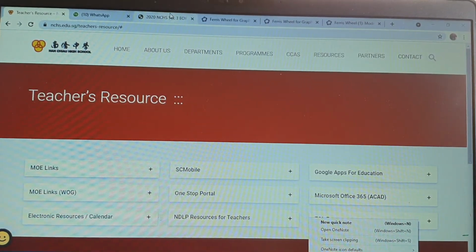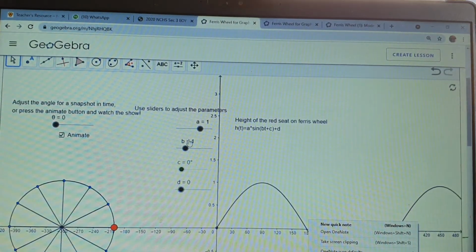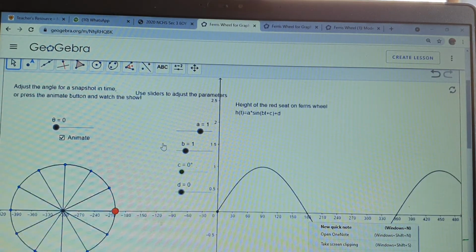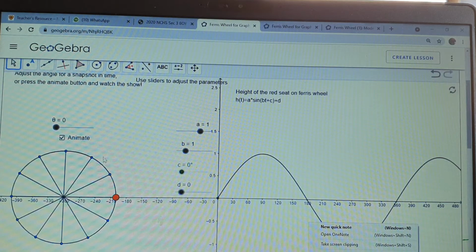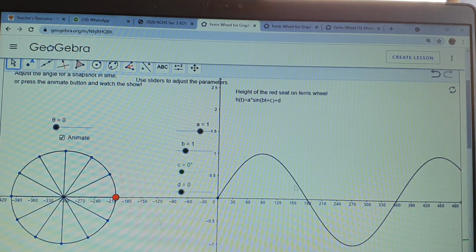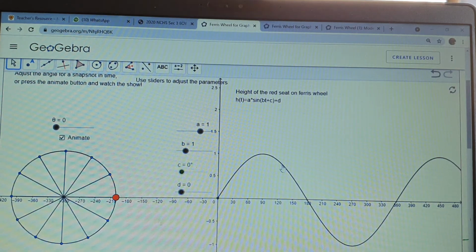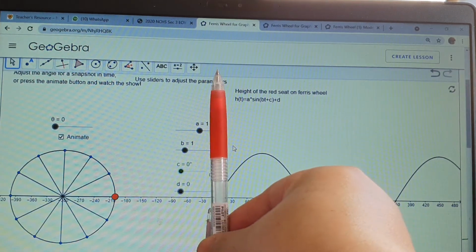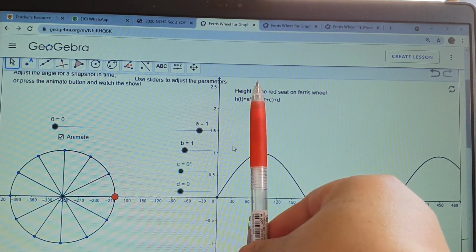Now you see, this one, right? This is like your Ferris wheel, okay? Now, I told you, right? I told you that sine and cosine graph, this is sine graph, right? Cosine graph will start from here one, right? Meaning to say that for cosine graph, the y-axis will start here, right?